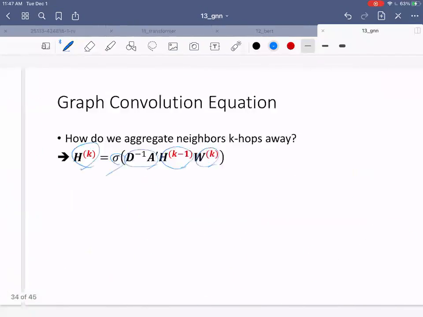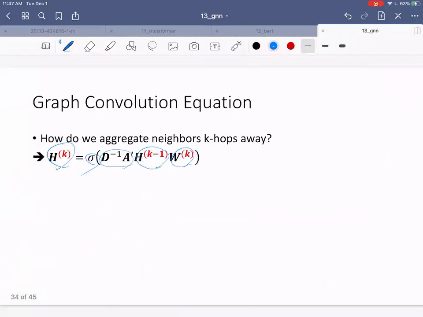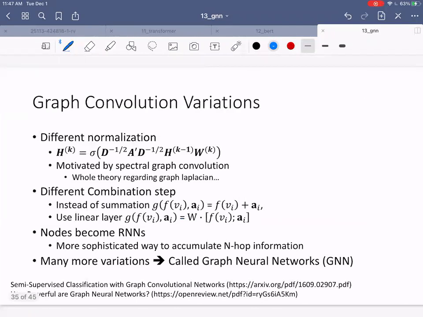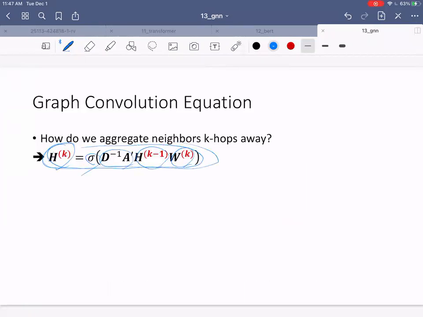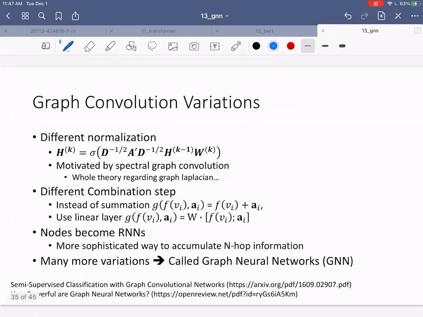Okay. So far we've derived this, and there are a lot of graph convolution variations. So this is the essence of graph convolution. Repeating this process is graph convolution, and there are a lot of different varieties.